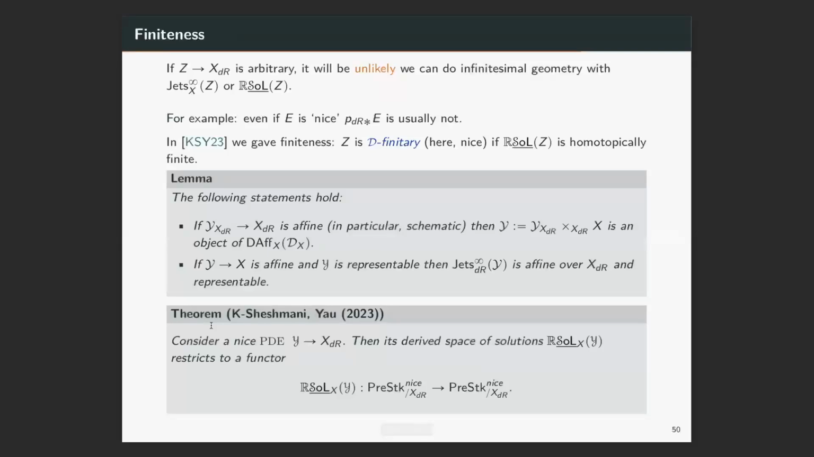Okay, here's where finiteness becomes extremely important. So we have basically just been working with arbitrary derived spaces so far, without any derived terminology.